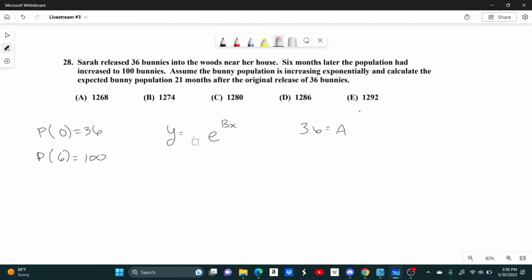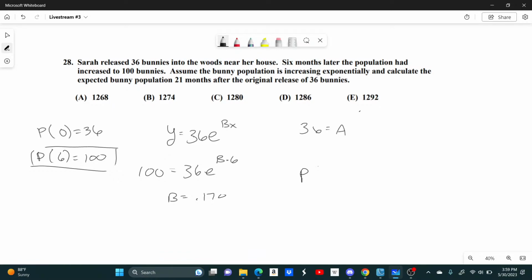And so now we've already solved for a. So now we only have one constant to solve for. And that's why they give us this one, right? So now we have 100 equals 36 times e to the b times 6. We can use this to solve for b. So divide everything by 36, take the natural log, and then divide it by 6. So you get b equals 0.170. So now we have our complete equation, right?